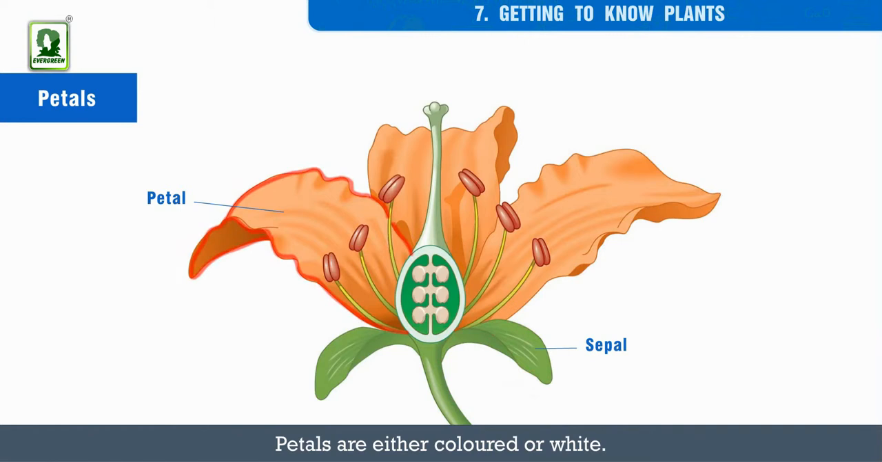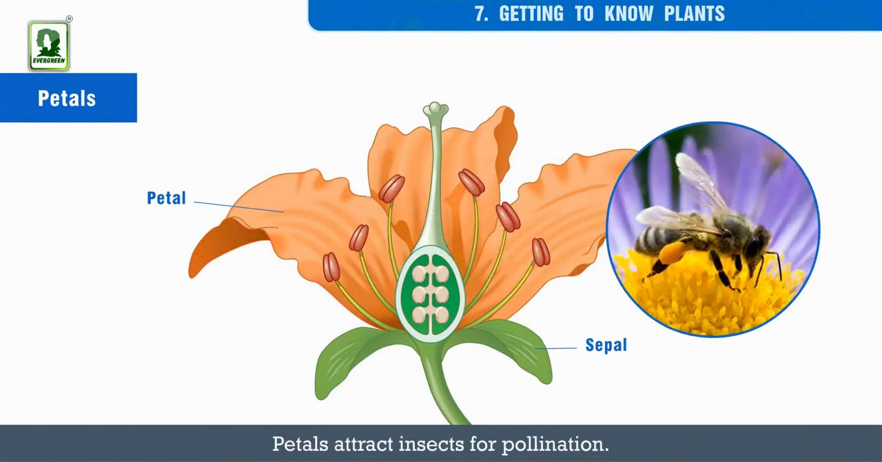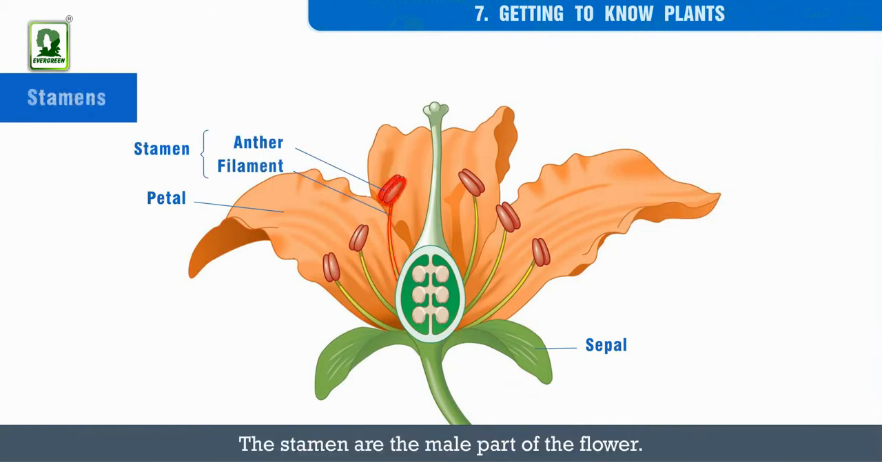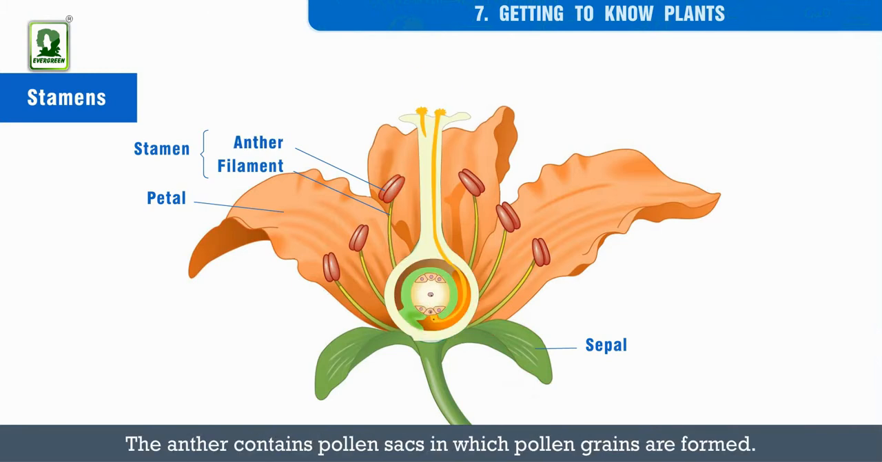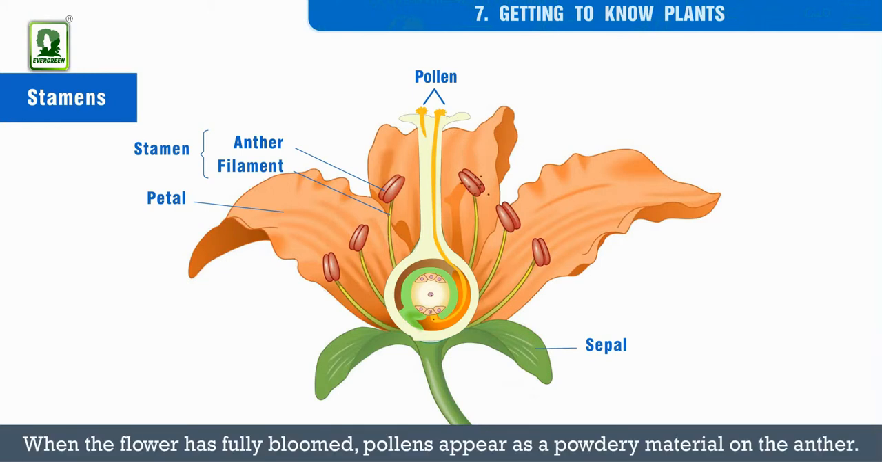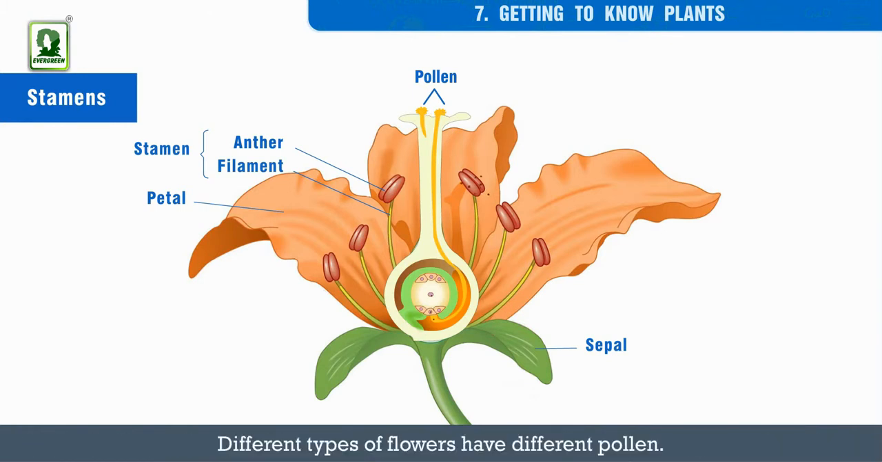Petals are either colored or white. Petals attract insects for pollination. The stamens are the male part of the flower. At the tip of the stamens are the anthers. The anther contains pollen sacs in which pollen grains are formed. When the flower has fully bloomed, pollens appear as a powdery material on the anther. Different types of flowers have different pollen.